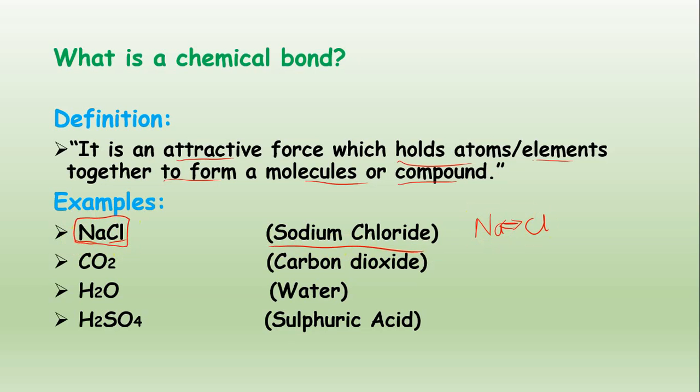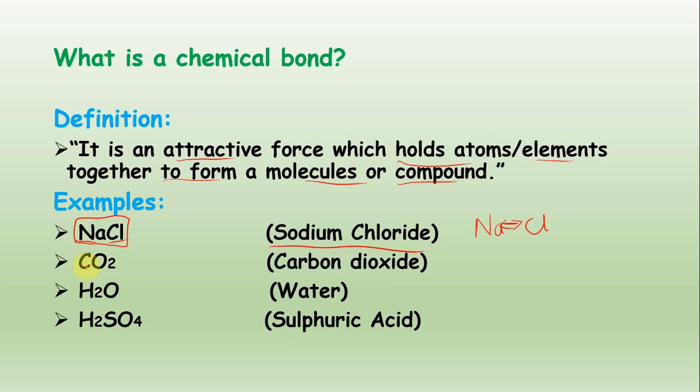Why are they together, why have the elements formed the compound? We can say that they have the chemical bond, they have the force of attraction. That is the reason they are combined with one another, like NaCl in the form of a compound. So this is called the chemical bond.